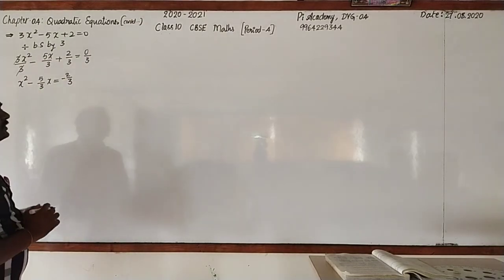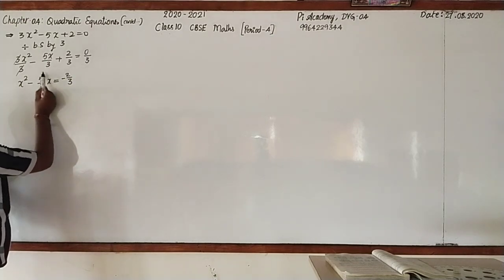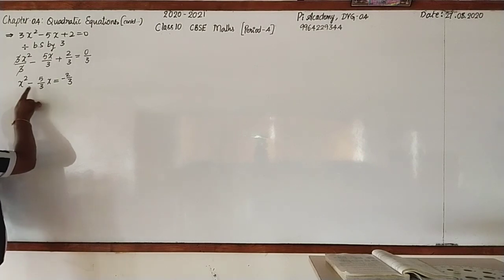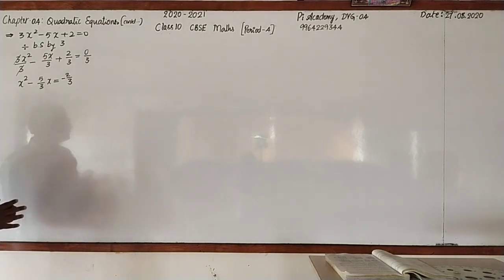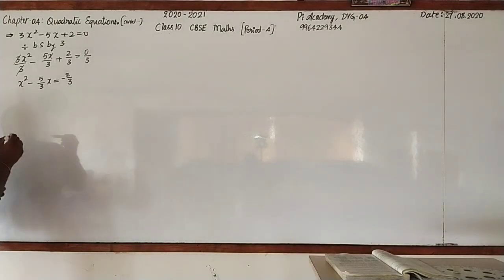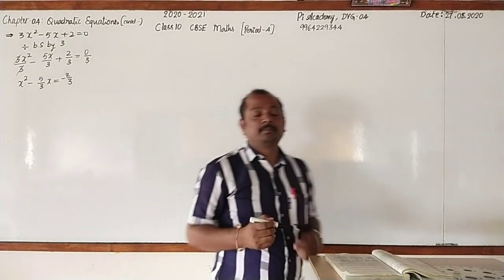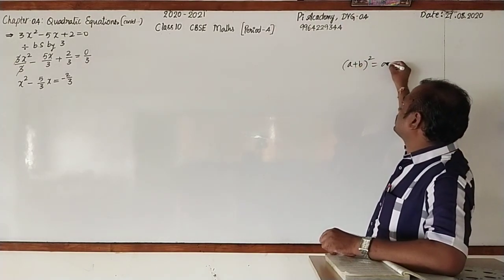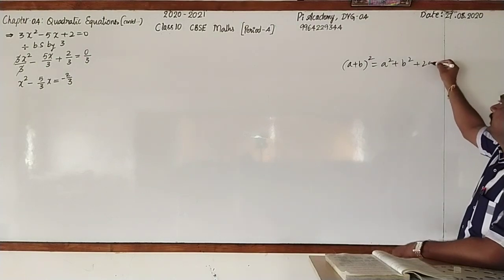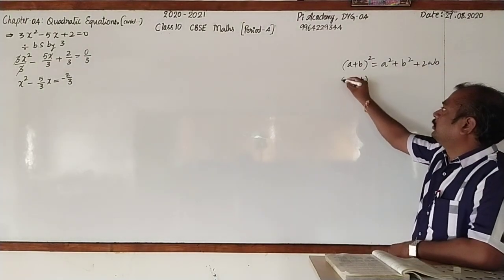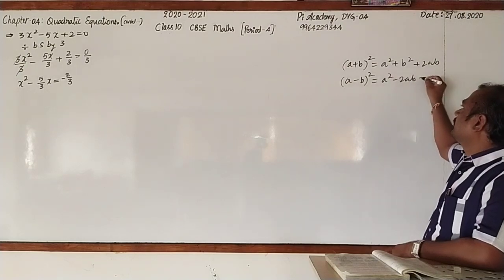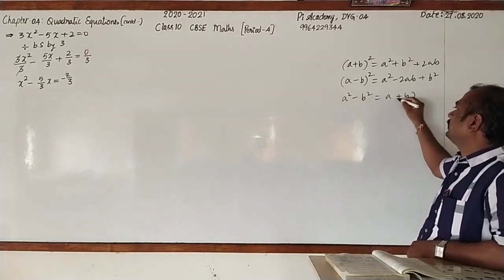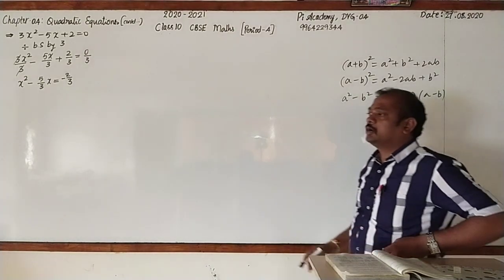According to this method, completing the square method, the LHS part should be expressed as a perfect square. Look here, two terms are there. One is x square and another one is minus 5 by 3 x. We have the identities which represent perfect squares. One is a plus b whole square, which is equal to a square plus b square plus 2ab, and another one is a minus b whole square is equal to a square minus 2ab plus b square, and one more, a square minus b square is equal to a plus b into a minus b. Observe.